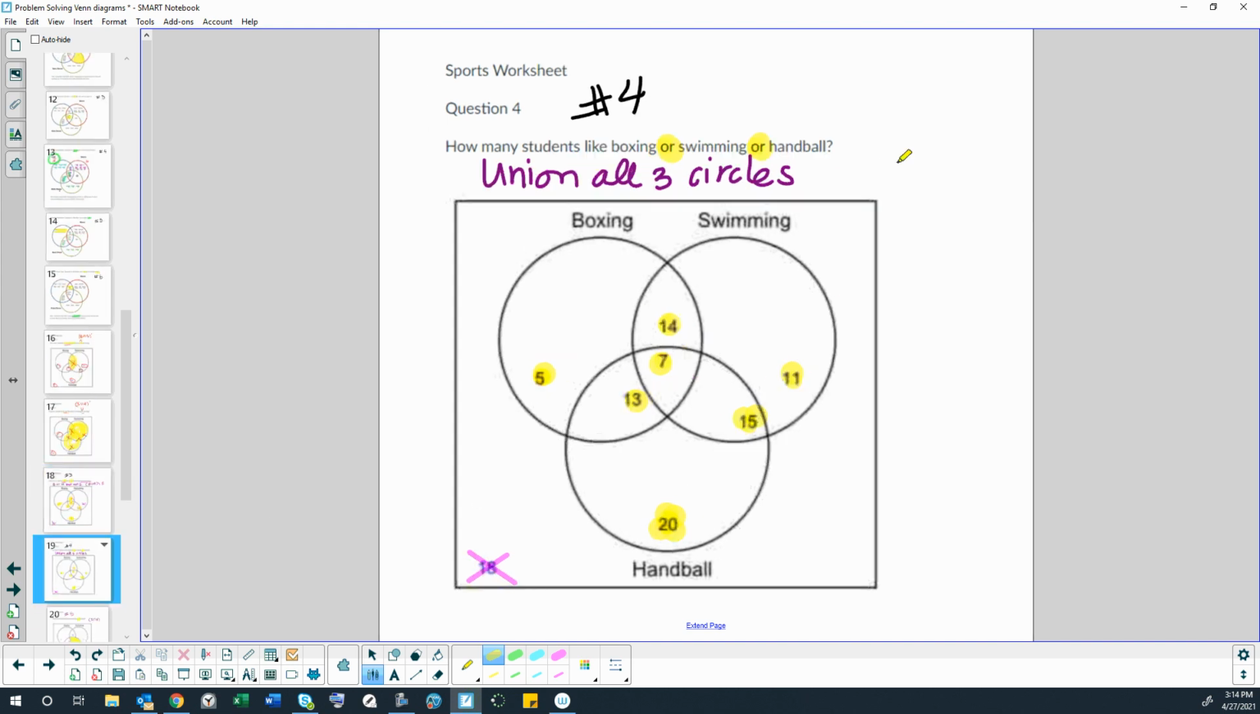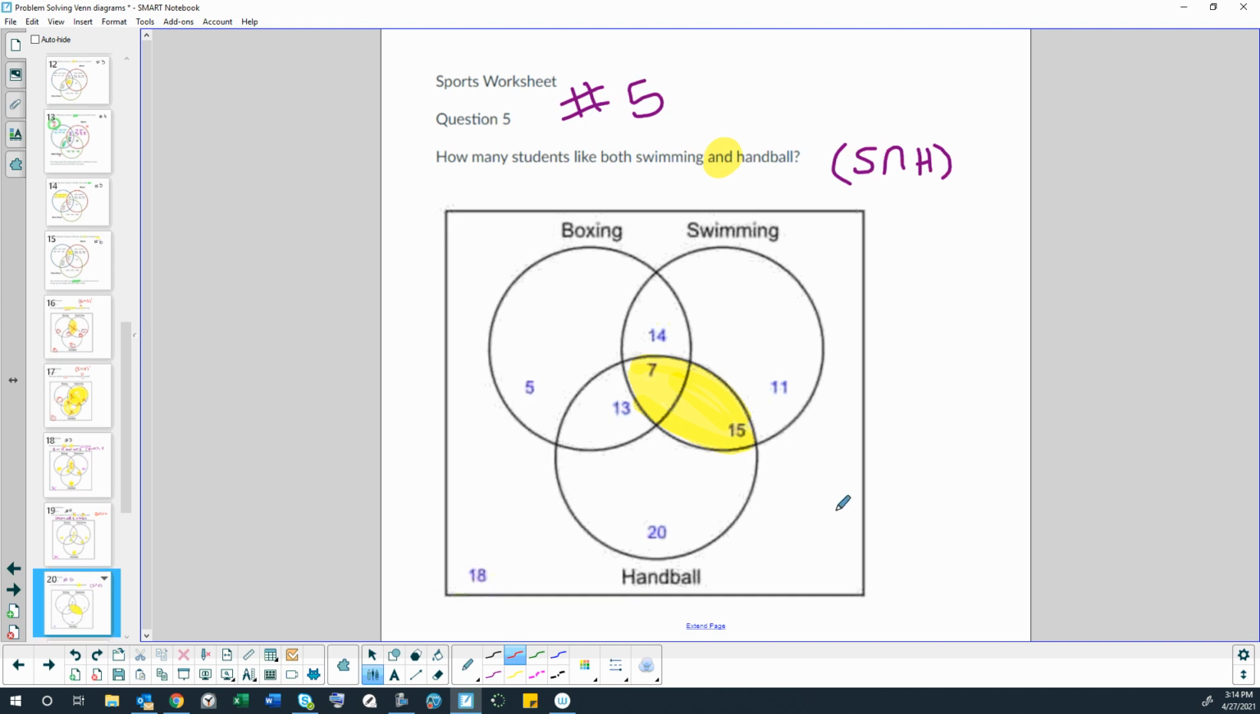Okay, question 4. How many students like boxing or swimming or handball? So this is a union of all 3 groups. So boxing, swimming, handball, all of them. So that's everything in the circles. Don't include the outside number. Just add all of these numbers together. Okay, question number 5 says how many students like both swimming and handball. Remember, "and," that's intersection, so that's the middle piece. This one's pretty easy because all we're going to do is add these 2 numbers together, handball and swimming.